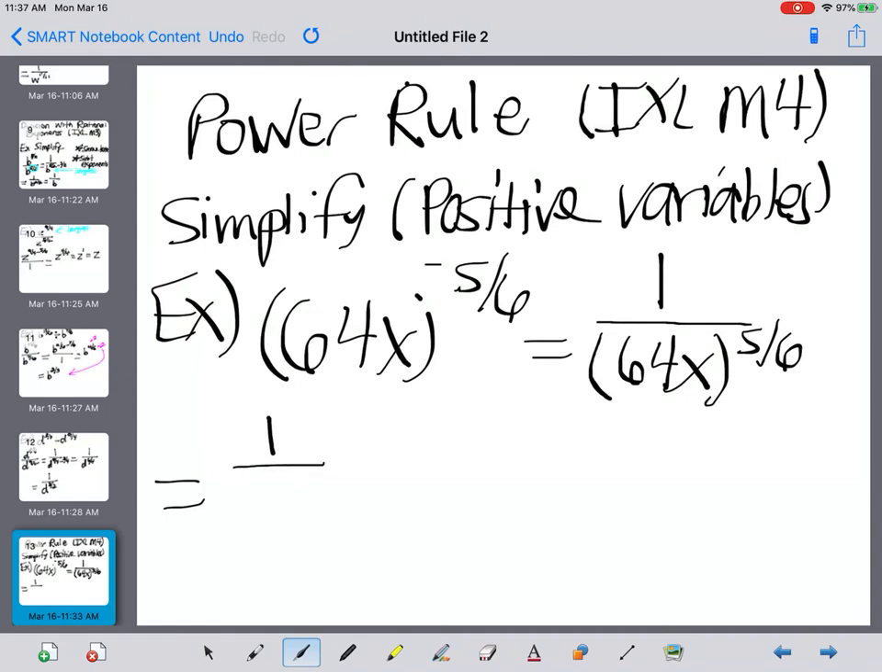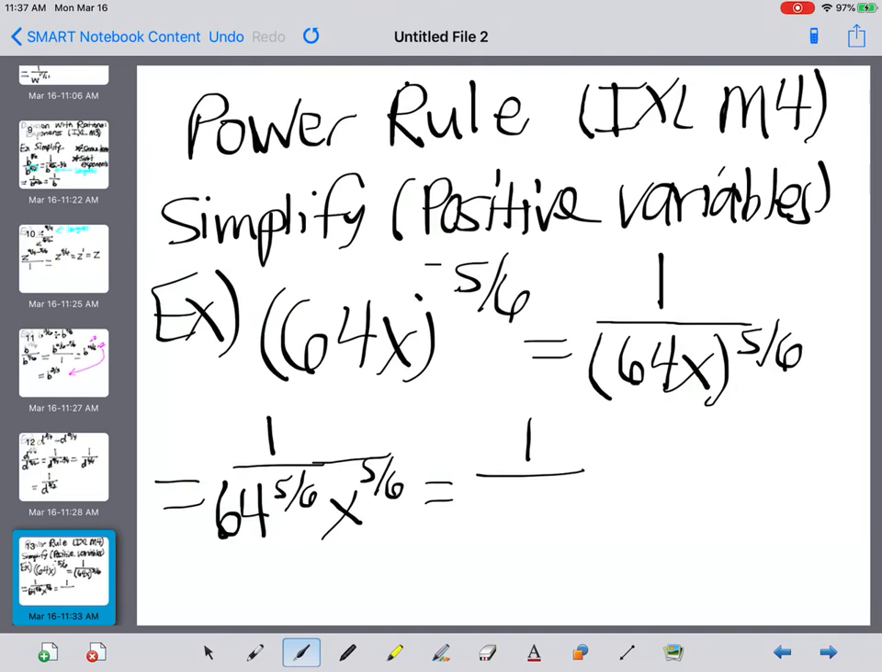In this case, I'm doing everything to the 5/6 power. So I'm doing 64 to the 5/6, and then I'm also going to end up doing x to the 5/6. Okay, so that's going to be 1 over 64 to the 5/6. Now, kind of like we did in the first video on L2, you know how to type that in. So we're going to do 64 to the 5/6 here.